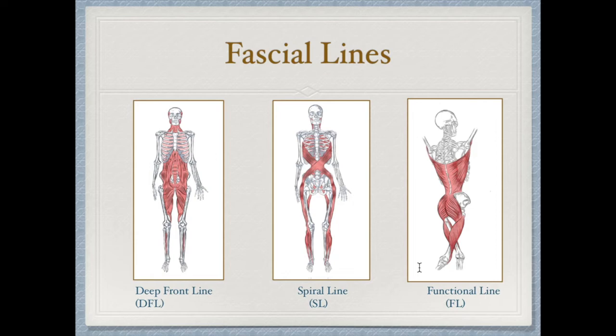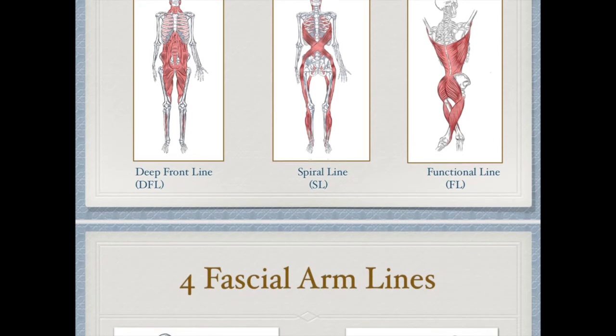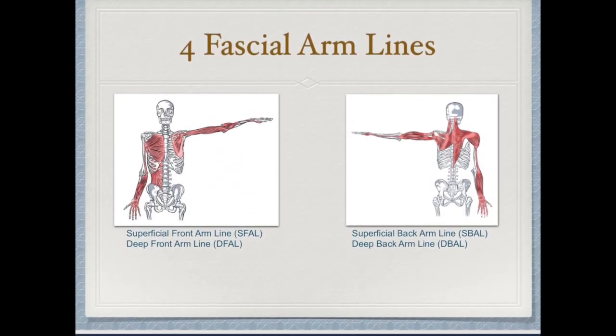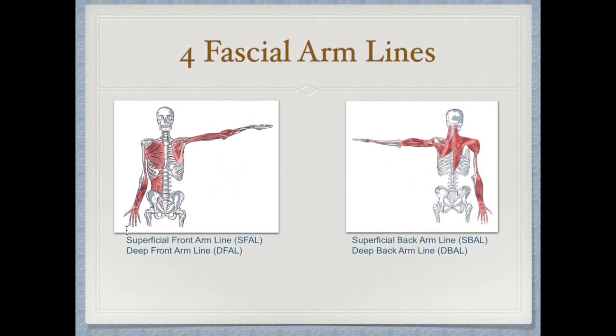And then over here we have the functional line, and this explains a lot about how points like Yao Tong Shui work and why we can use a lot of points on the hands to affect the back. So that's all I want to say about that for now, but let's go ahead and take a look at the arm lines.